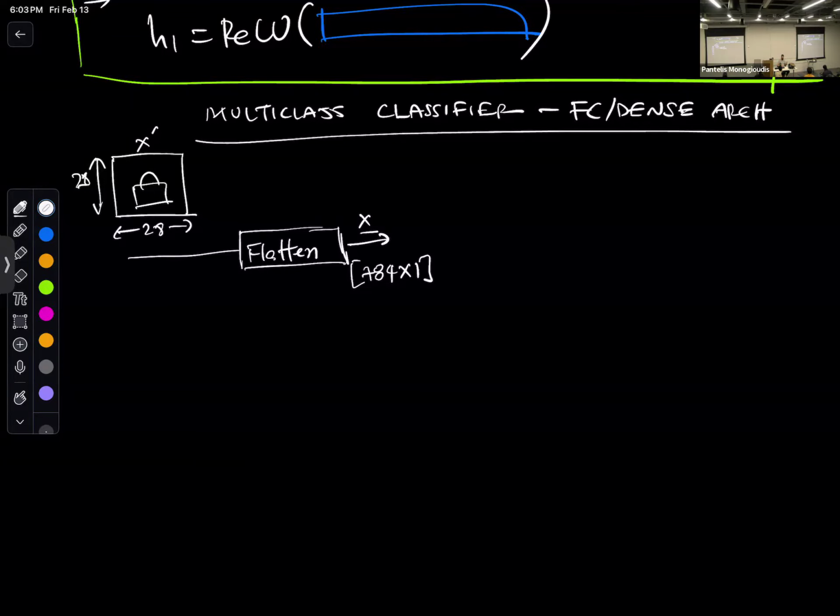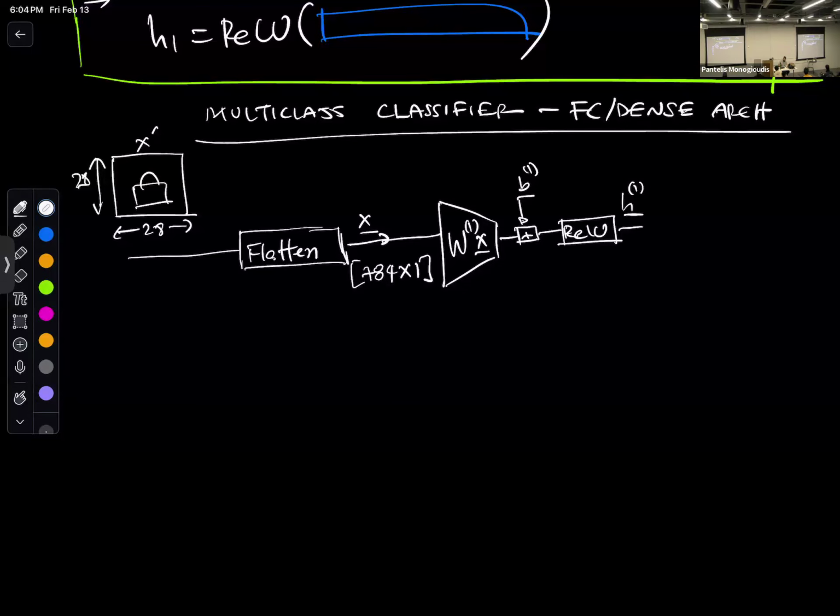Because I'm lazy, I'm going to just do one layer for the body. So I'm going to hit the X with a well-known to you by now block diagram of a dense layer. I hope you recognize it. Here is your H1. Here is your B1. All of them are vectors.